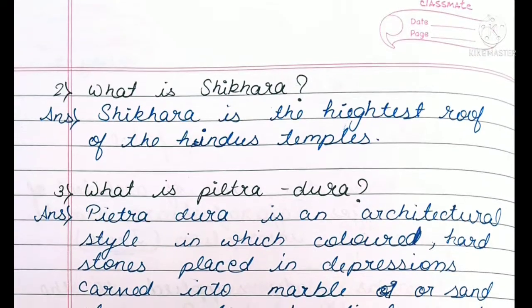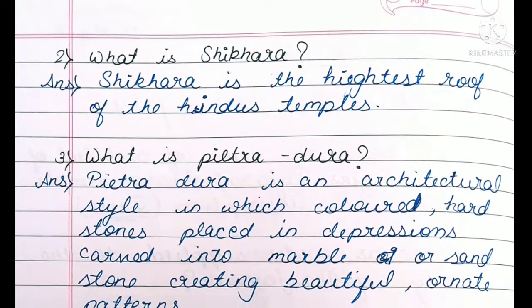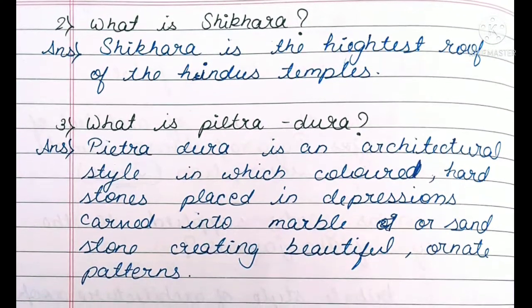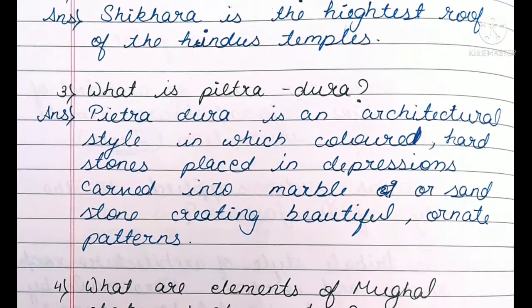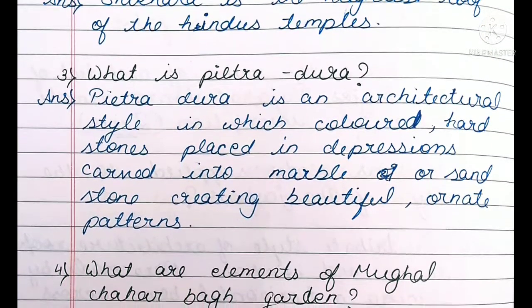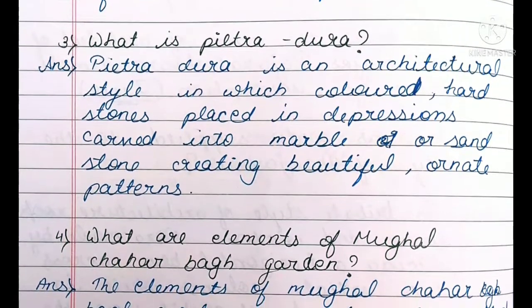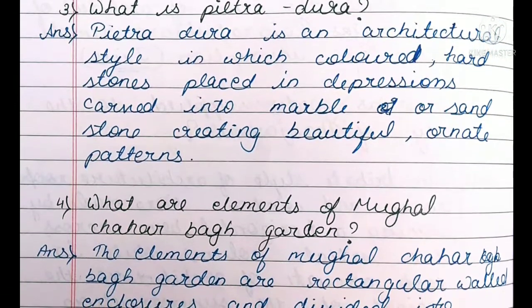Question number 3. What is Shikhara? Answer. Shikhara is the highest roof of the Hindu temple. Question number 4. What is Pietra Dura? Pietra Dura is an architectural style in which colored hard stones are placed in depressions carved into marble or sandstone, creating beautiful ornamental patterns.